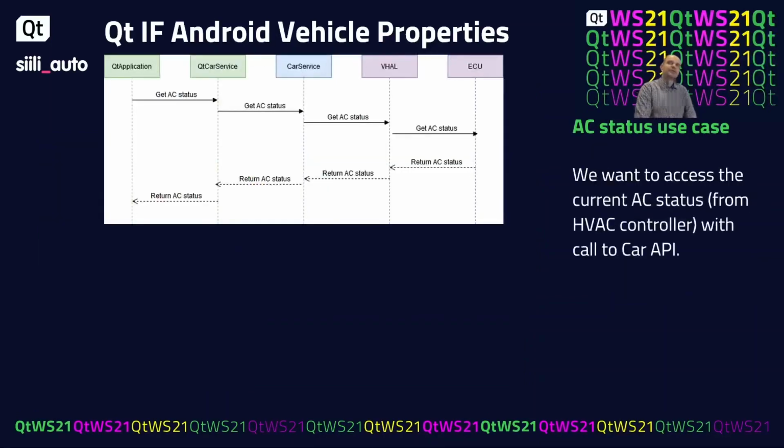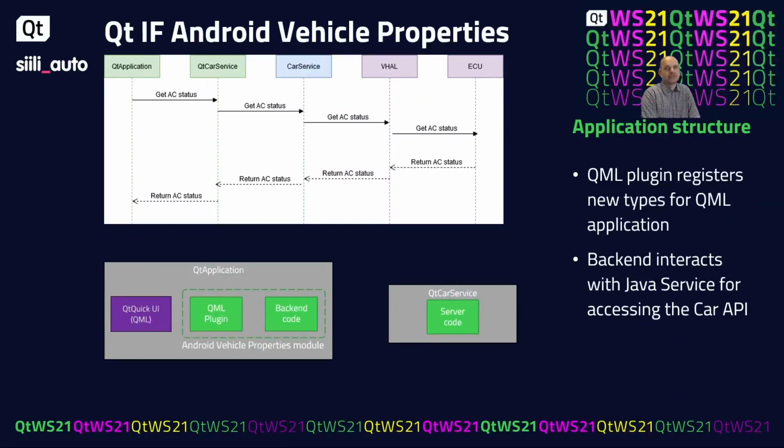So let's consider once again our case with air conditioning status, where we want to access the vehicle property that reflects the value. The flow of data is exactly the same, but the structure of the application will change. We will use generated components of the QML plugin and backend, being parts of the Vehicle Properties module, to expose the vehicle properties to the UI made in QML.